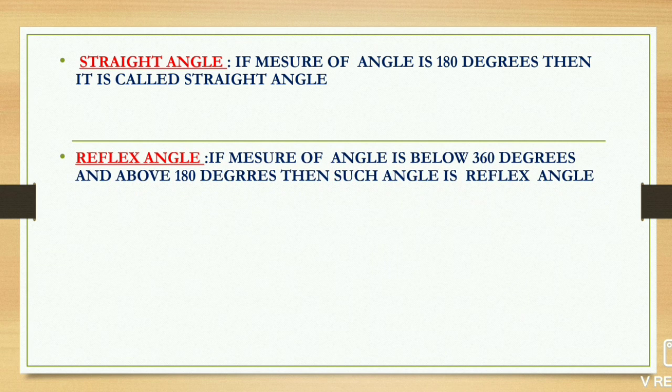Reflex angle: if the measure of an angle is below 360 degrees and above 180 degrees, then such an angle is a reflex angle. That means 270, 210, 190, 300, 350 like that. x is a reflex angle if 180 degrees is less than x less than 360.